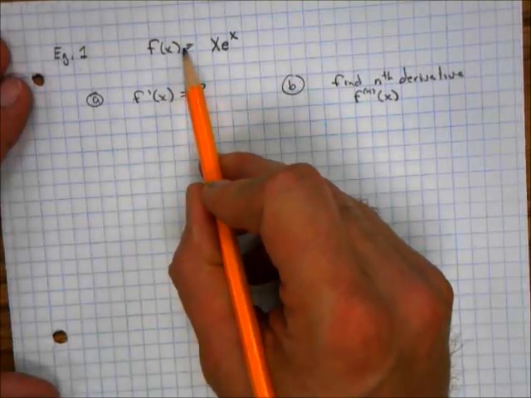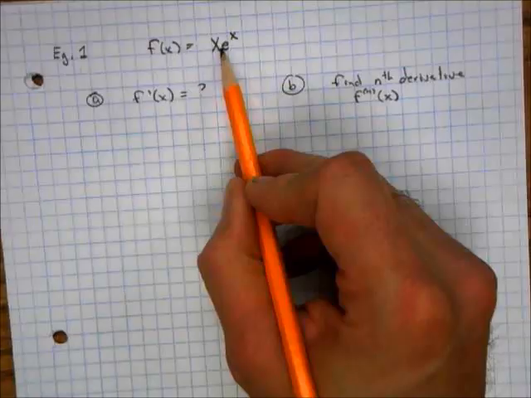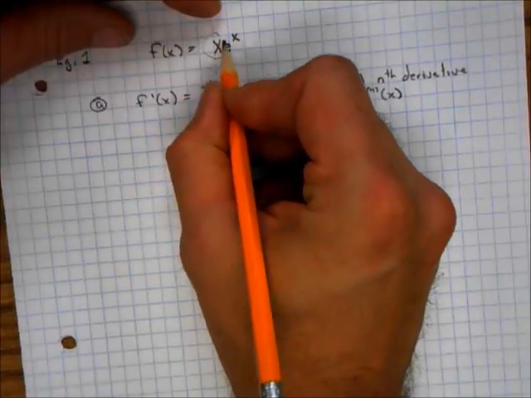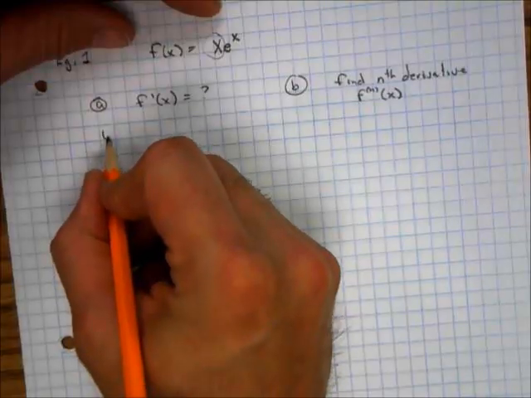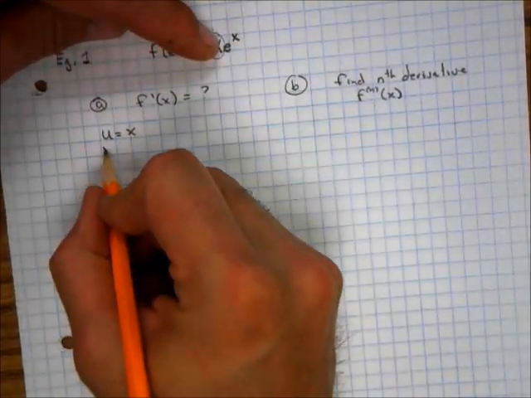f of x equals x e to the x. Now this is a product. So anytime you have a product, this part of the product let's call u. Let's say that's u. Okay? And this we'll call v.